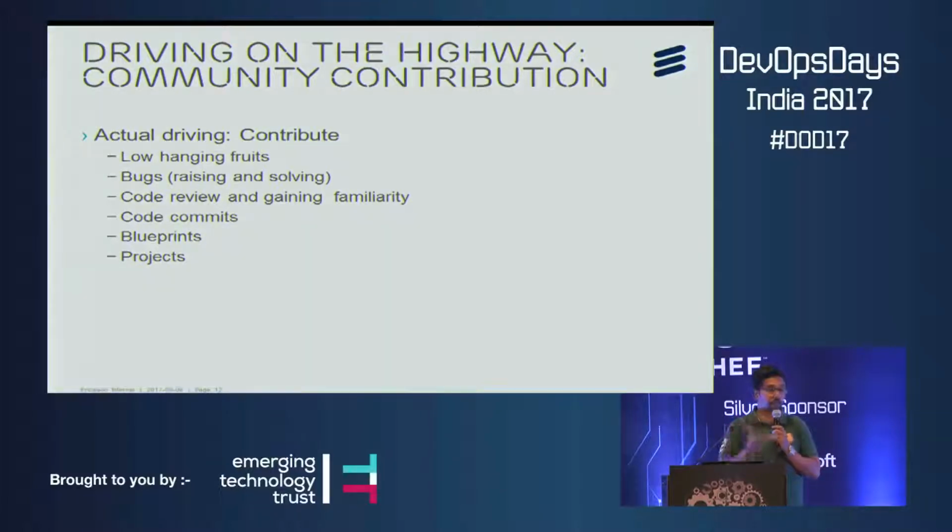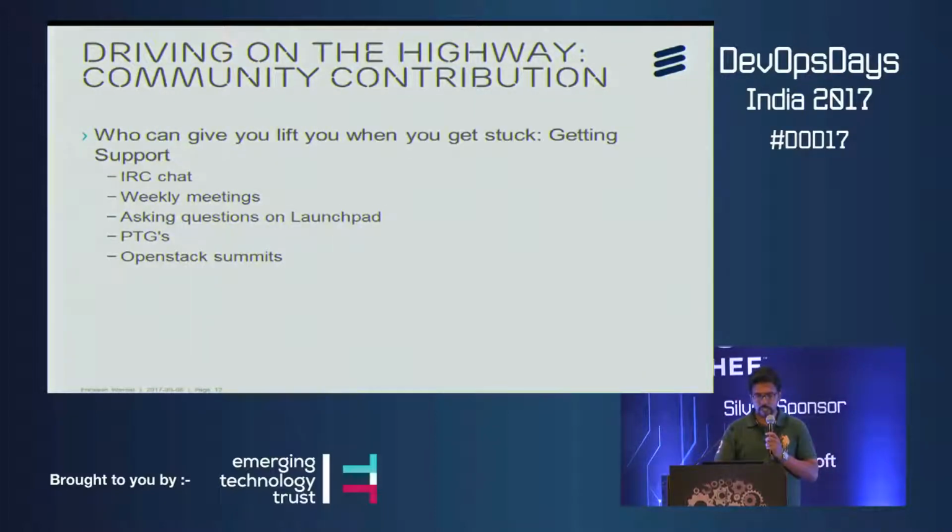You can raise bugs on code. You can look at other code reviews. You can do your code commits, of course, and submit blueprints for whatever new feature you want. If you want to start a project on Prometheus, you can submit a blueprint on how to use Prometheus as one of the monitoring solutions for OpenStack. And of course, get involved in the larger community.